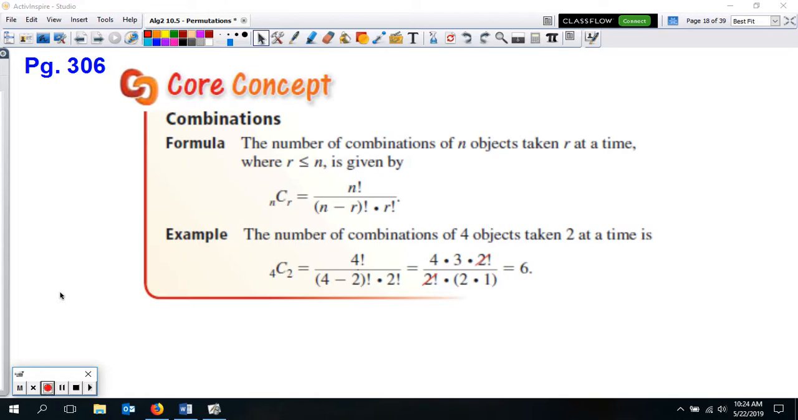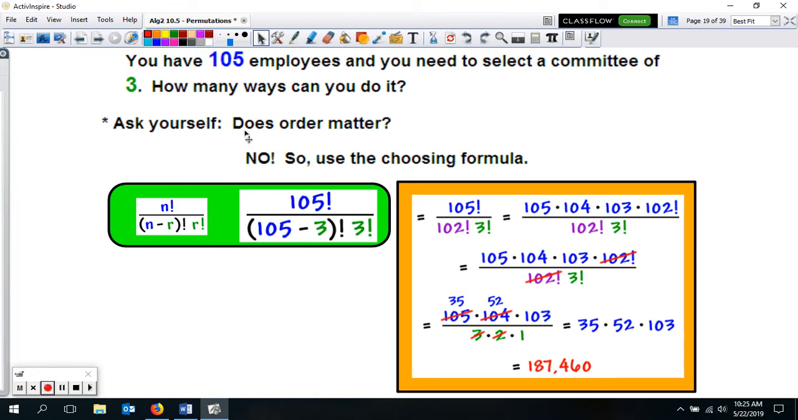Okay, so hopefully that helped you understand what combinations are a little bit. I'm going to show you just a few different situations of combinations. This first one, you don't have to write this one down, you can just watch. It just says you have 105 employees and you need to select a committee of 3. How many ways can you do it? And you want to always ask yourself the question, does order matter? Because if order matters, then you know you're working with a permutation. If it doesn't matter, then you're working with a combination. So in this case, no, order doesn't matter in this one.